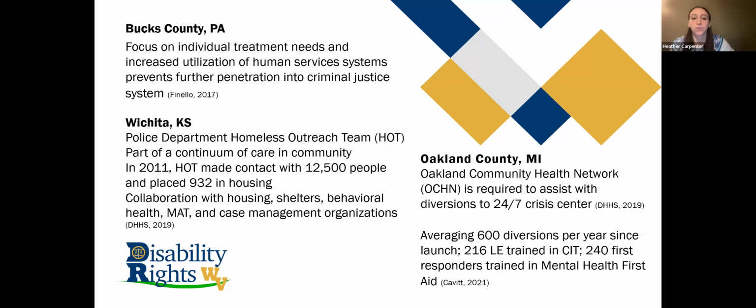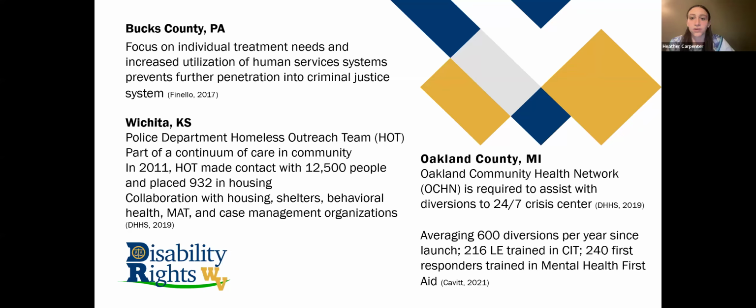So this will hopefully increase the number of people with mental illness, substance use, or co-occurring disorders who are diverted from the criminal justice system, which in turn would lead to hopefully increased connections within the community and behavioral health services, reduce the recidivism rate, and match individuals with appropriate resources based on their specific needs.